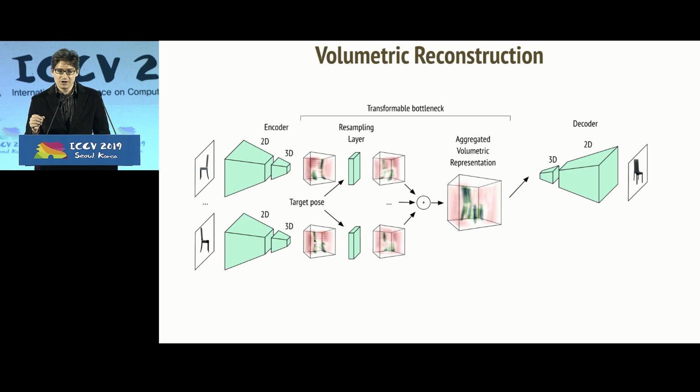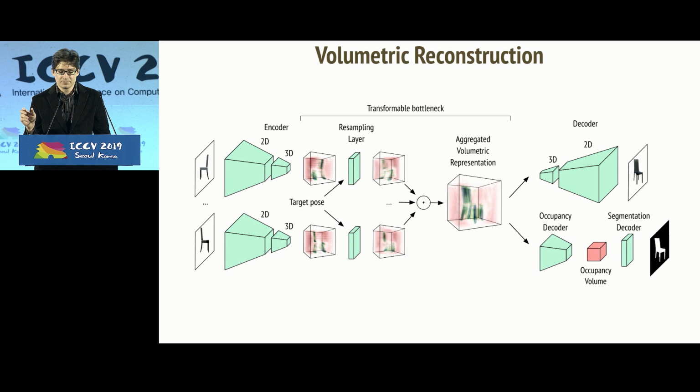We can also use this approach to perform volumetric reconstruction. To do this, we extend our approach to include a second decoder branch. This branch consists of an occupancy decoder and a segmentation decoder. Given the transformed volume that we pass to the image decoder for final image synthesis, the occupancy decoder takes this volume and produces a scalar occupancy volume with a value for each cell indicating whether it's empty or occupied. This volume is then passed to a segmentation decoder, which produces a segmentation mask corresponding to the synthesized image.